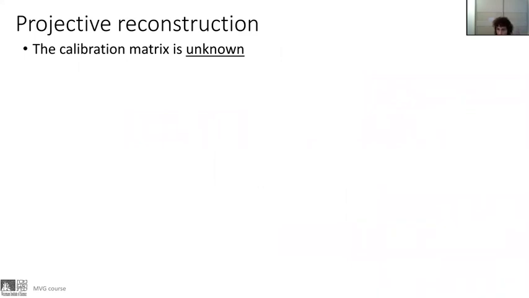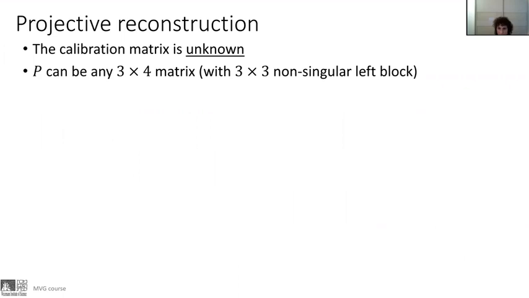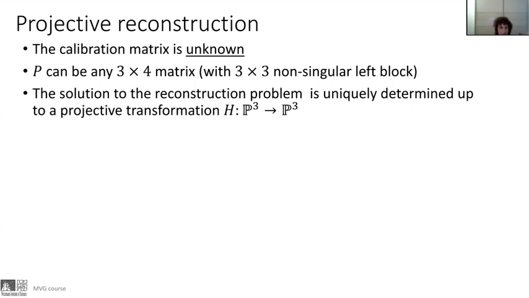Now, the calibration matrix is unknown. P is 3 by 4. Actually, any 3 by 4 matrix with a non-singular left block can be a camera matrix. Now, I want to show you that the solution of the projective reconstruction is unique up to some projective transformation. Why is this? And this will answer your question.